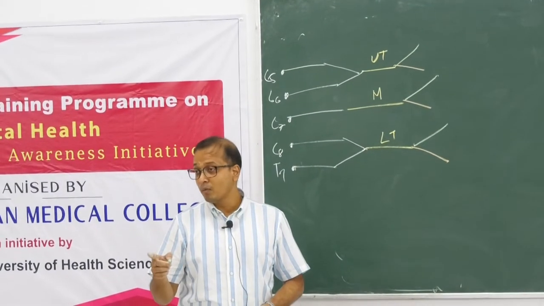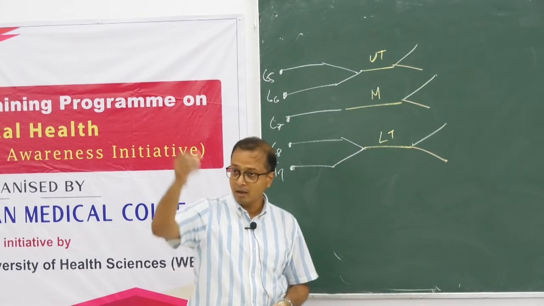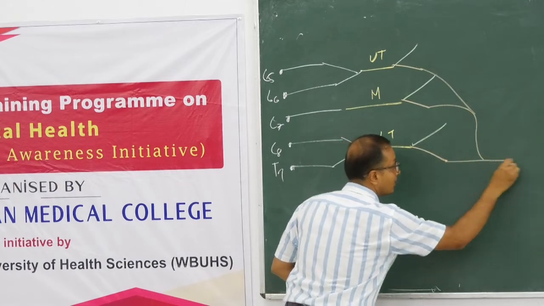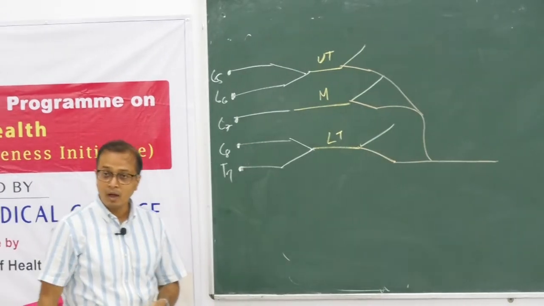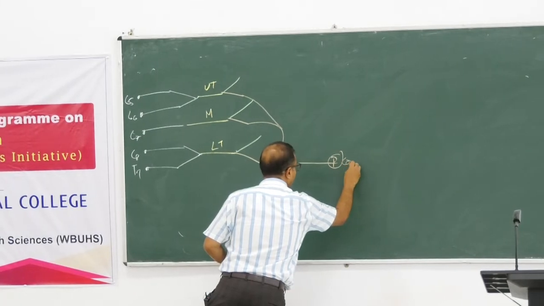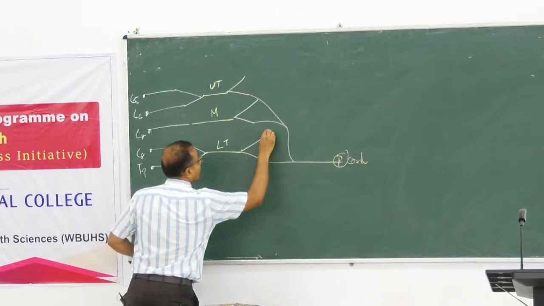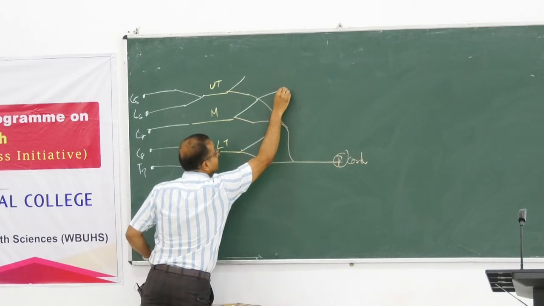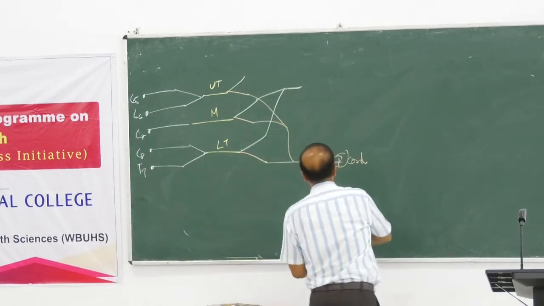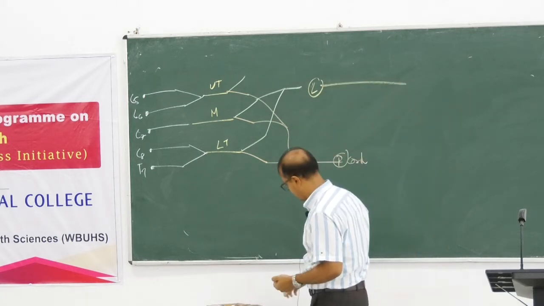So all the posterior divisions, this color I have used for the posterior divisions, they unite. All the posterior guys unite and form this posterior cord. Anterior upper two unite. They form the lateral cord.